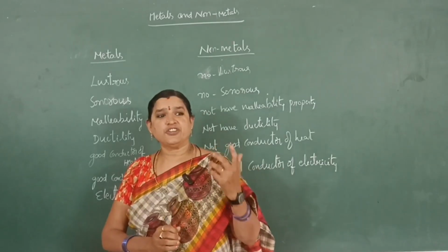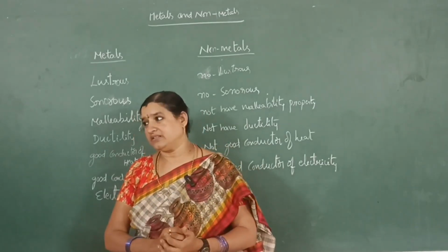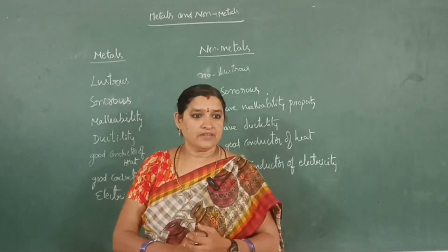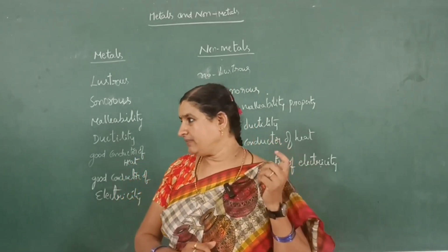They seem to be very shiny. Gold and silver are also metals. They are examples of metals, and they shine. Shining is one of the properties of a metal.